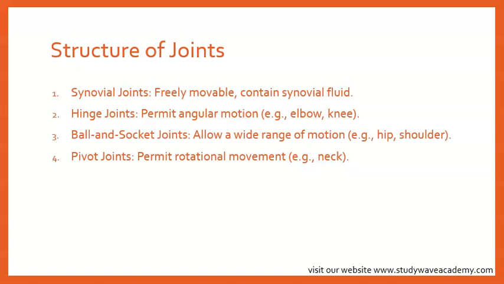It permits angular motion. Ball and socket joints allow a wide range of motion. These joints let you move in many directions, okay? Like your shoulder or hip. Okay? Pivot joints permit rotational movement. These joints allow things to rotate. Your neck has a pivot joint, letting you turn your head. Okay? Do you understand?